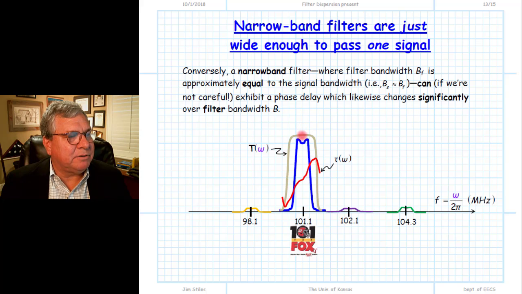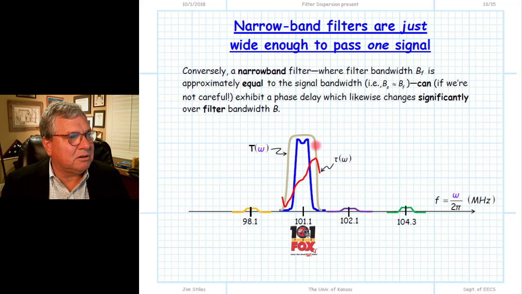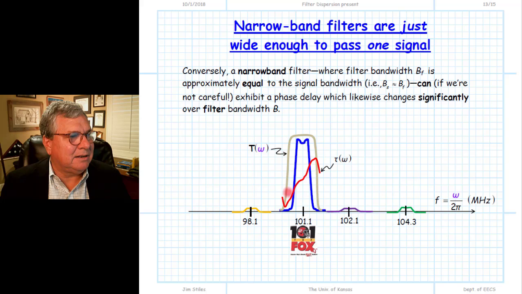The center of this bandpass filter is centered right at 101.1 megahertz, and the 3 dB bandwidth of the passband is just barely wide enough to allow all of the signal spectrum to pass through. The passband of this filter is approximately 200 kilohertz, maybe a little bit more, 250 kilohertz, something like that. Just wide enough to allow the 200 kilohertz spectrum to pass through the filter completely without any of it being attenuated. Notice the other radio stations, the one at, let's say, 104.3, none of that spectrum fits in the filter. It lies entirely outside the passband of this filter, and so it is rejected, it is attenuated.